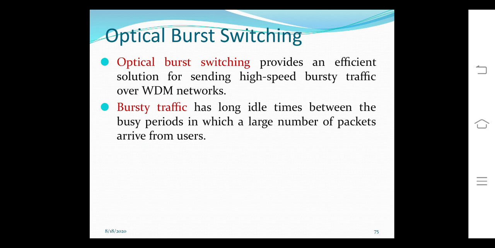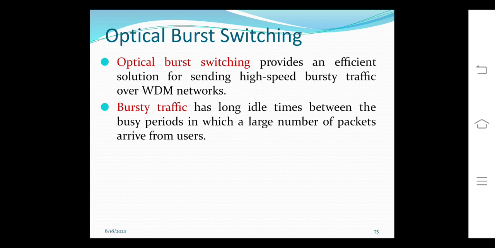Next is optical burst switching. Optical burst switching provides an efficient solution for sending high speed bursty traffic over the WDM network. Bursting means bulk of data. So some bulk of data will be transmitted, which means very high data rates will be transmitted, and that is done by optical burst switching. This is also handled by wavelength division multiplexing networks.